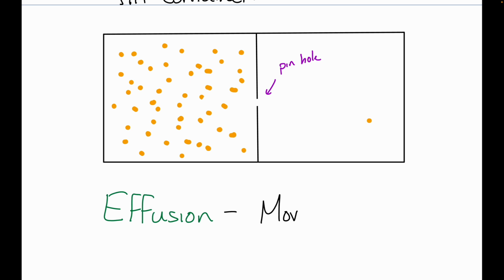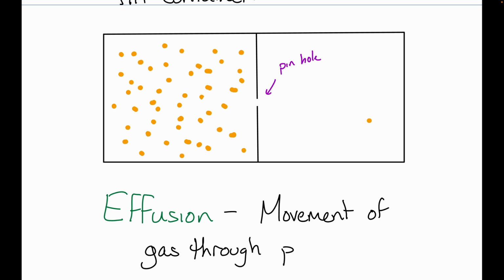That is the movement of gas through a pinhole into a vacuum.